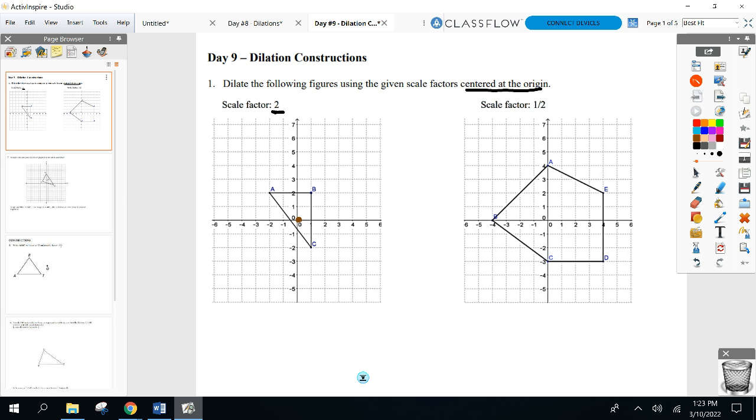Up and over how many? Up 2, left 2. Okay, up 2, left 2. Do it again. And you have point A prime. I'm doubling, scale factor of 2, doubling my distance away. So up 2, left 2, up 2, left 2. There you go. I just doubled my distance away from the origin.